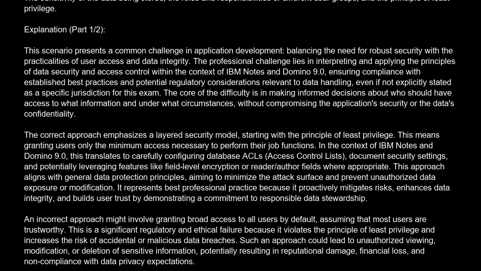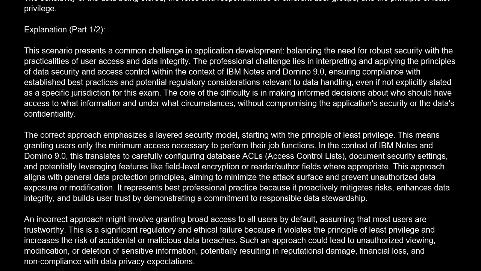The sensitivity of the data being stored, the roles and responsibilities of different user groups, and the principle of least privilege. Explanation. This scenario presents a common challenge in application development, balancing the need for robust security with the practicalities of user access and data integrity. The professional challenge lies in interpreting and applying the principles of data security and access control within the context of IBM Notes and Domino 9.0, ensuring compliance with established best practices and potential regulatory considerations relevant to data handling, even if not explicitly stated as a specific jurisdiction for this exam.